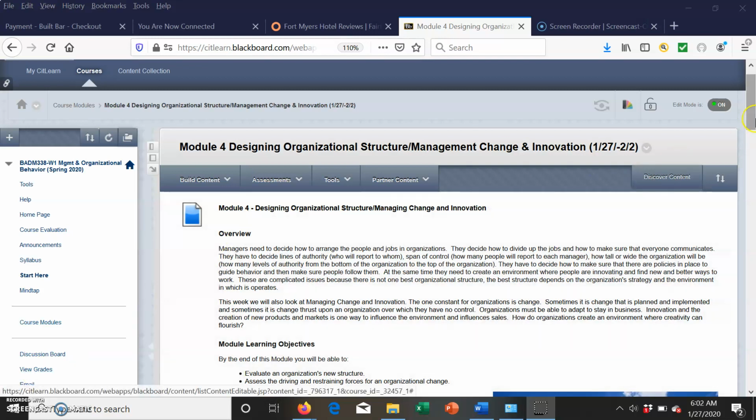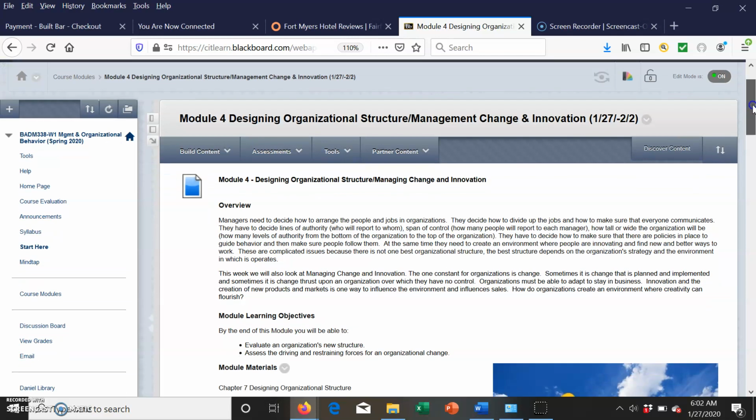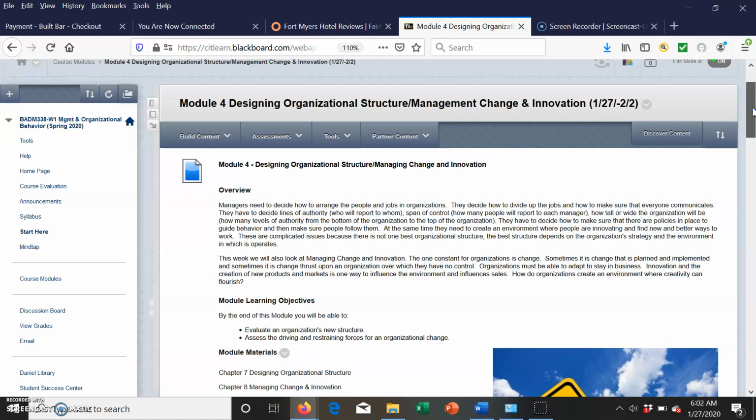So the first chapter, you're going to be looking at decisions that organizations have to make about dividing up the jobs and then also making sure that there's coordination across those different broken up jobs. So we can divide up jobs according to the function or the product or the customer or the geographic area. And in large organizations, it's probably many of the above.